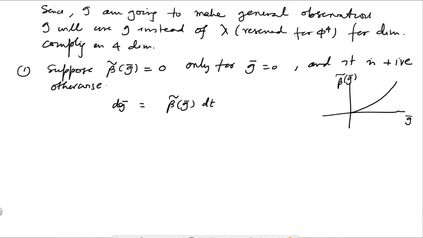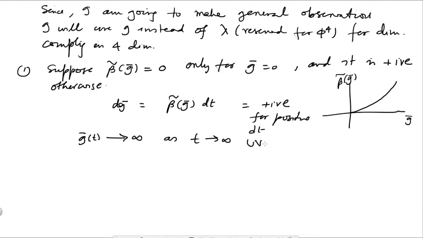So you see that G bar of t keeps increasing, and it goes to infinity as t goes to infinity. You do it repeatedly, and because beta tilde is positive for all values of G bar in that theory, G bar will keep increasing as you increase t, and in the limit t goes to infinity, G bar will go to infinity. And t going to infinity is the ultraviolet limit, because if you make t very large, it means you have scaled up all the external momenta very large. So you are really in the ultraviolet limit.